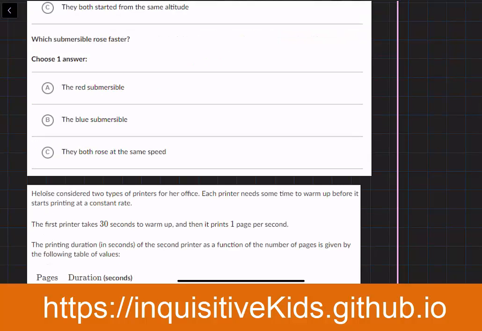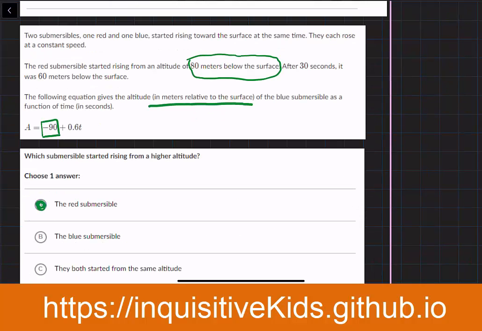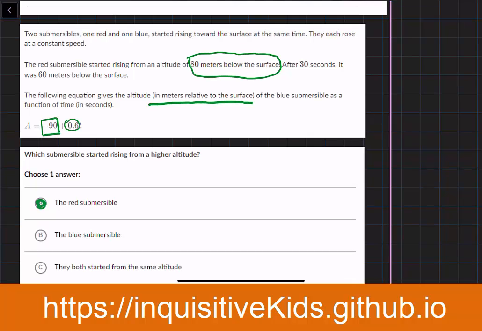Which submersible rose faster? We know that the blue submersible rose 0.6 meters per second, and for the red submersible we will have to write our own equation. So we know that our red submersible started from 80 meters below the surface. After 30 seconds, it was 60 meters below the surface.